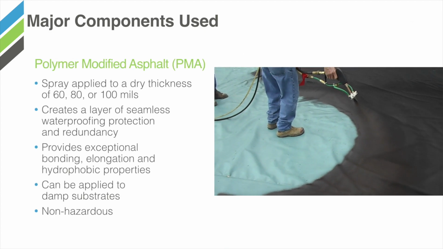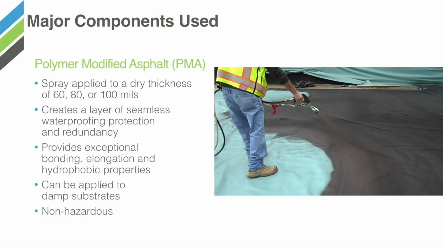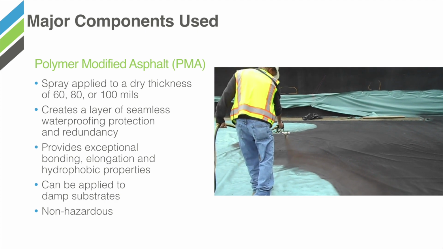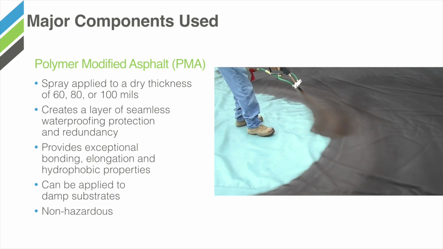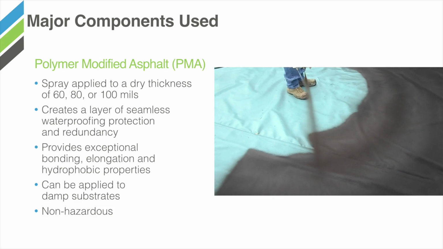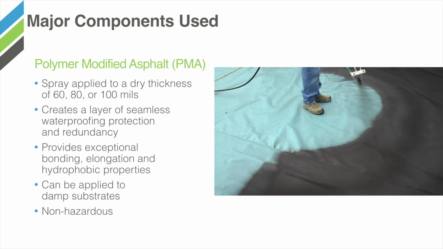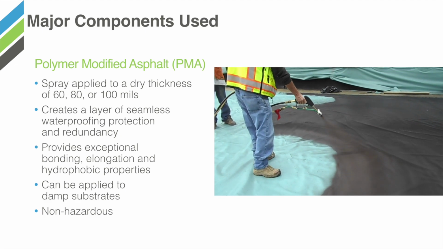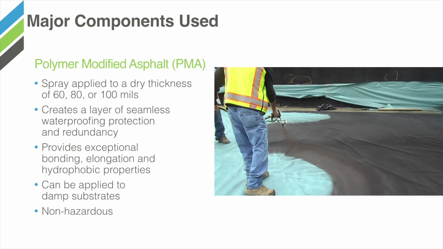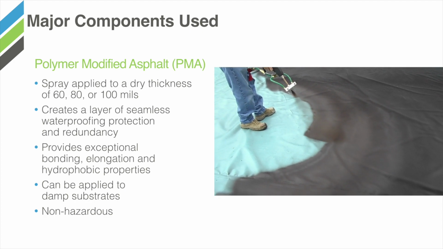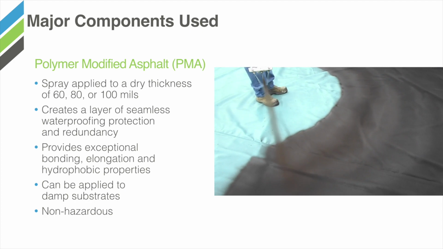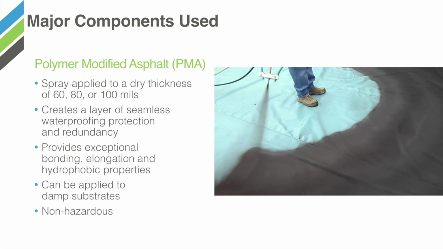After the application of the initial base course, a polymer-modified asphalt is installed onto the base course. This polymer-modified asphalt is applied at either 60, 80, or 100 mils. It can be applied to the base course or directly to a concrete wall. What it does is it creates a layer of seamless waterproofing protection. It provides exceptional bonding, elongation, and hydrophobic properties, and can even be applied to damp substrates.